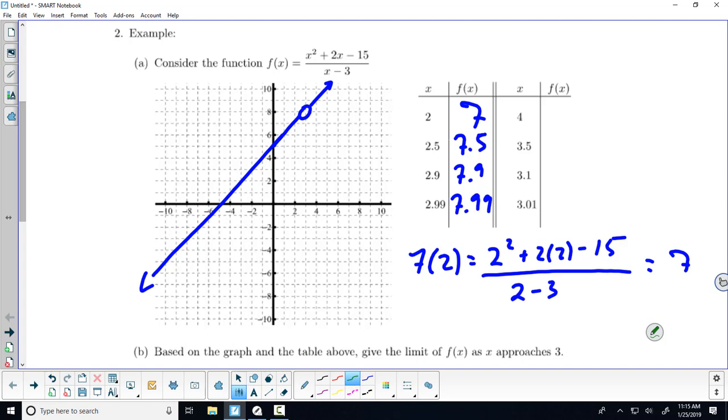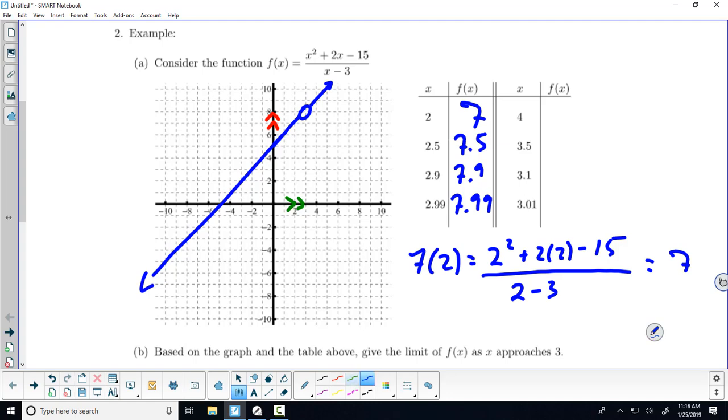So let me just show you what we were discovering here. I first plugged in a 2, and it spat out a 7. Do you see that? That's the ordered pair (2, 7) right there. The domain value was 2. The range value was 7. I then plugged in a number that was even closer to 3 than that, like, I don't know, 2.9, and it spat out a 7.9. That's what we're doing here. Okay? Let's go from the other direction.